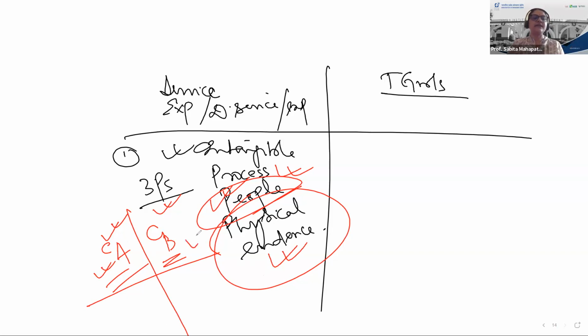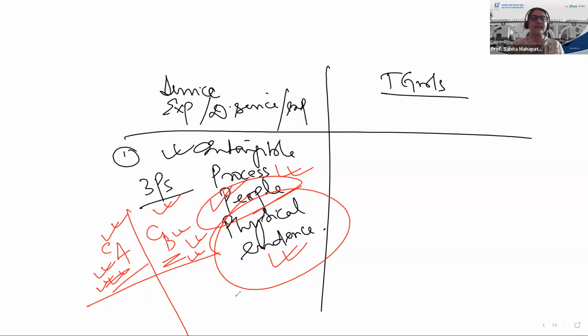what is the location of clinic A versus clinic B, number one. Number two, what equipment is used in clinic A versus clinic B? How technically advanced is clinic A versus clinic B? These are called physical evidence. What is written on the nameplate of the doctor, his qualification, is physical evidence. All these will help you to evaluate service, which is intangible.